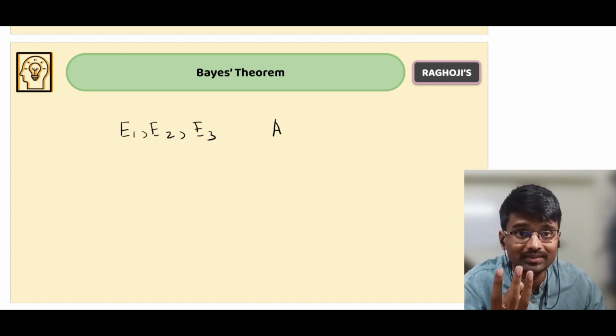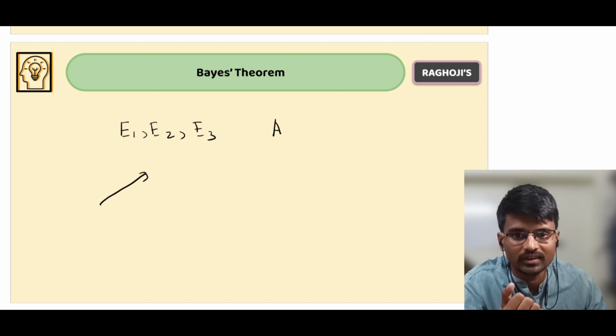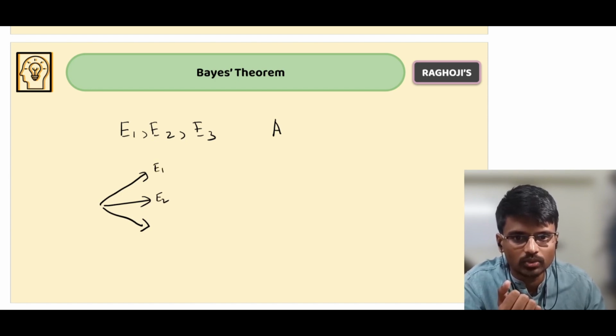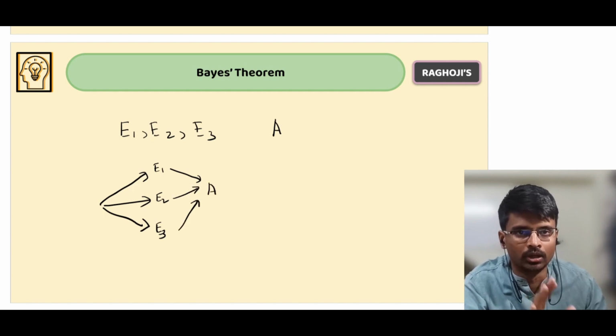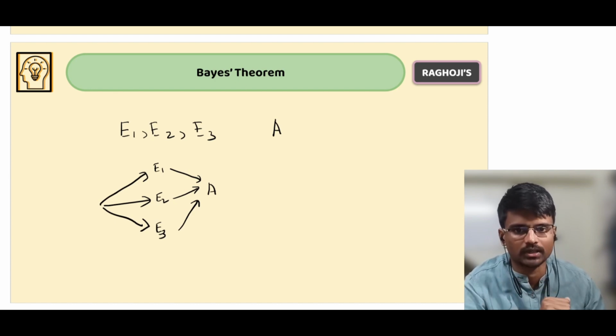So here we have got three events, E1, E2, E3. So we will have three arrows like this. One for E1, the other for E2, and the third one for E3. So here I'll just put E1, E2, and E3. And then again, I'll have to draw three arrows which will connect to A. Okay. So this is the first part.